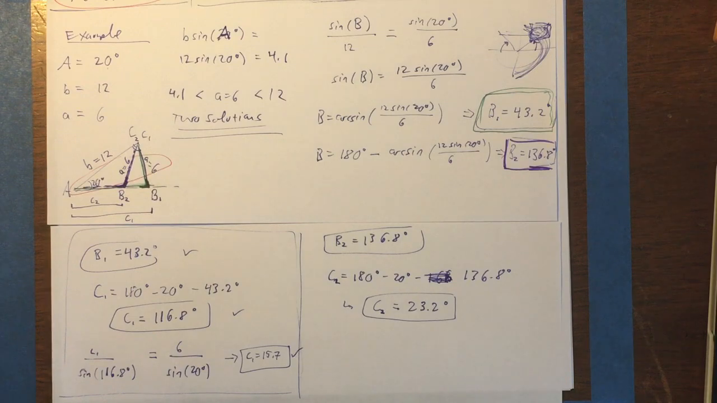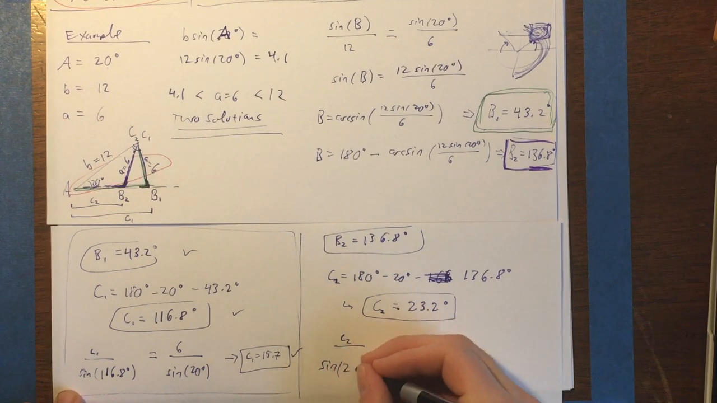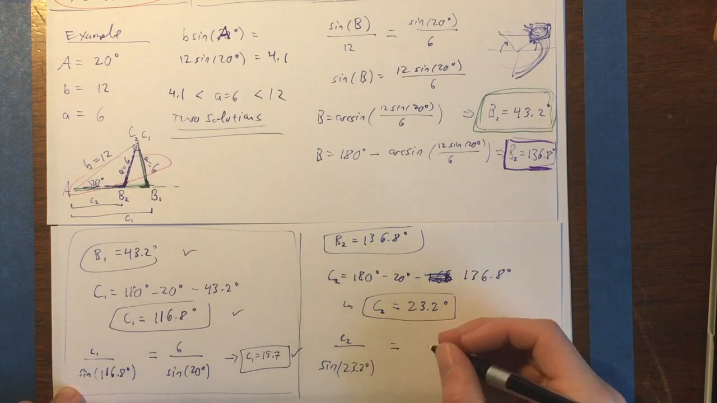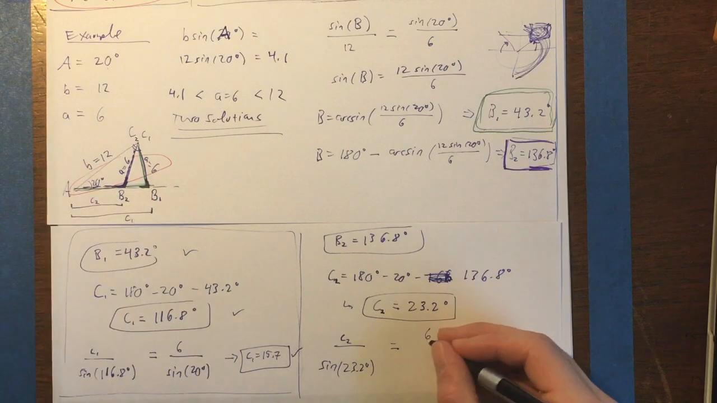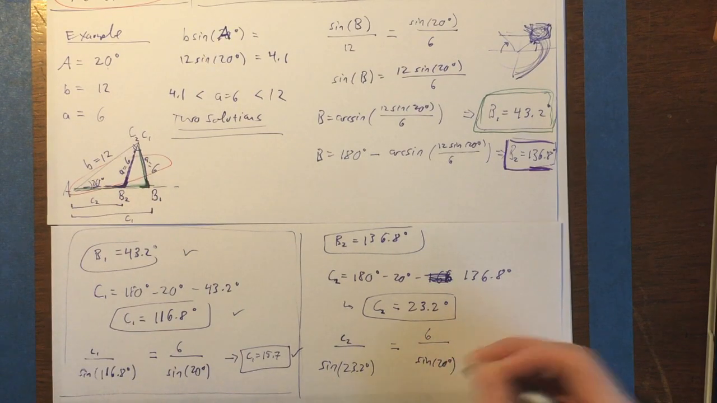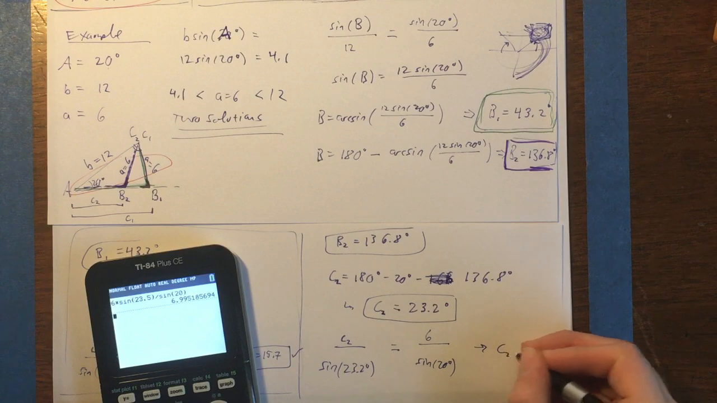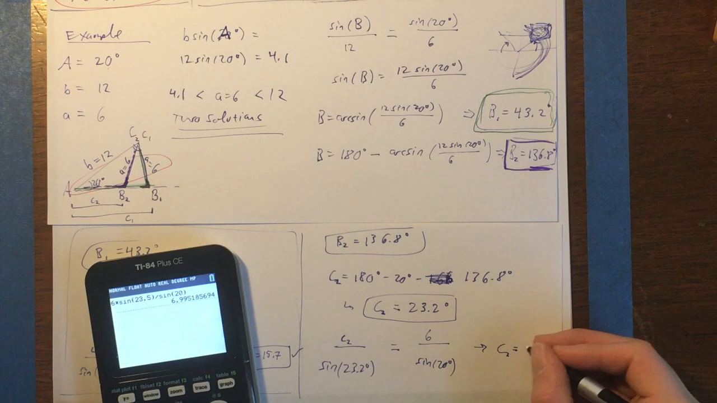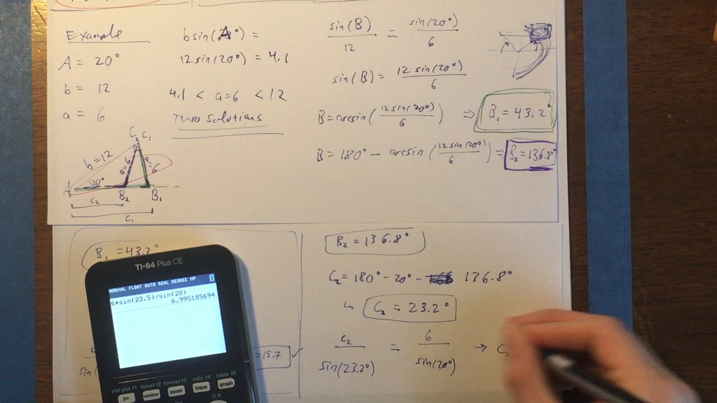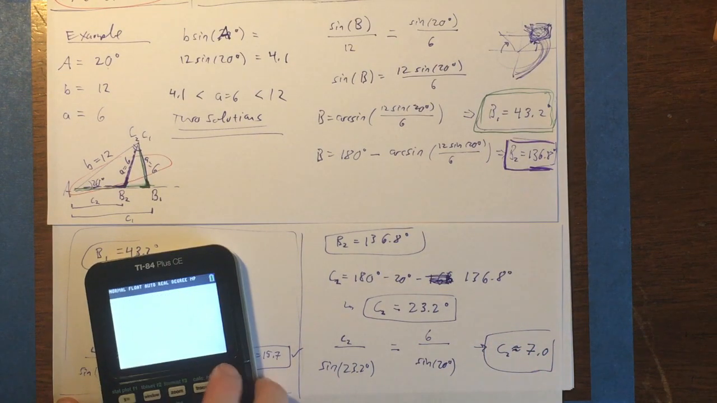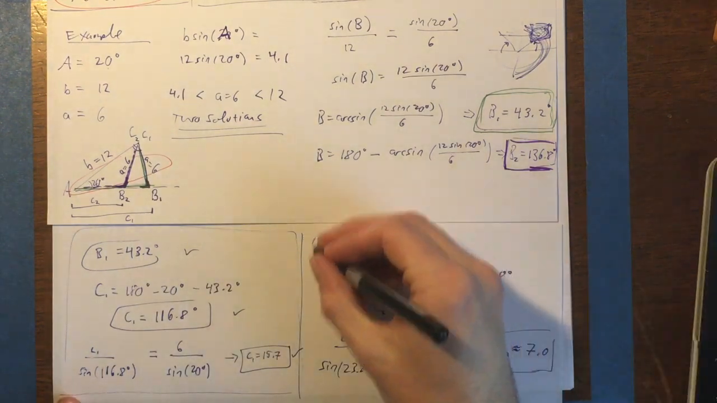And then now I need to do side C2. So I'm going to do C2 divided by sine of this angle I just found, 23.2. It's going to equal, and I'll go back to the one that I know, the 6 over sine of 20. There's a lot of calculating in this section. 6 times sine of 23.2 divided by the sine of 20. We get here C2 is going to be about 7. If you round that, 7.0. So there we go. And that's our second solution.